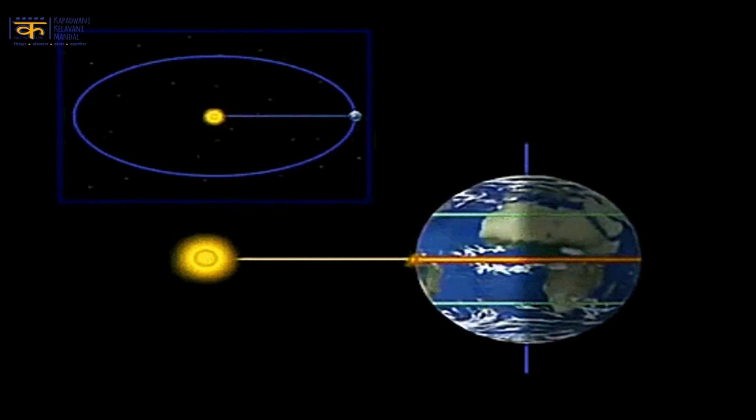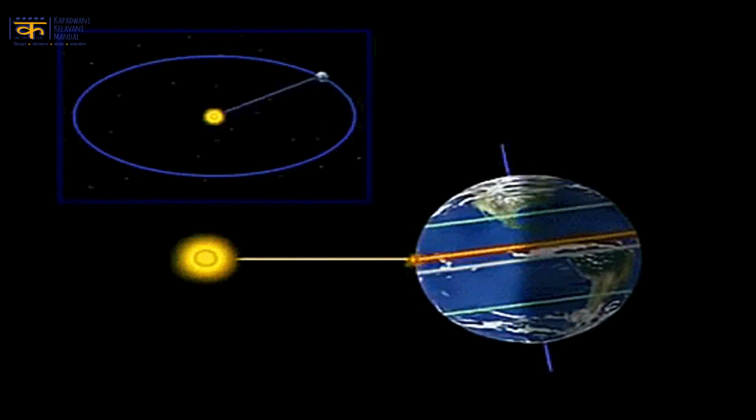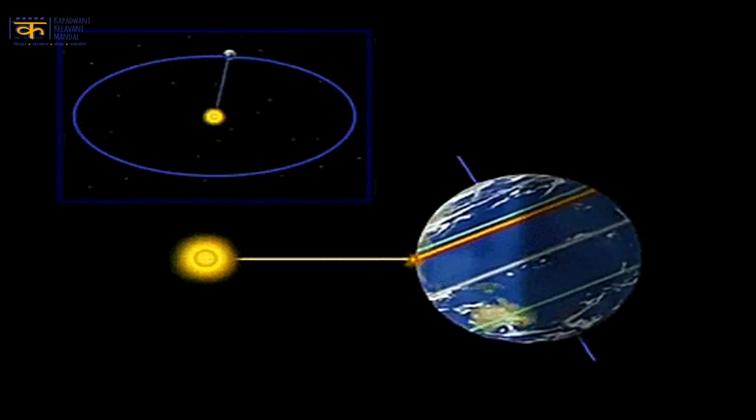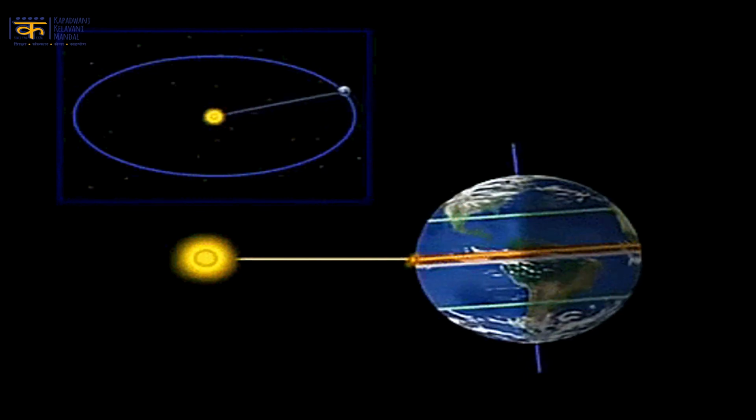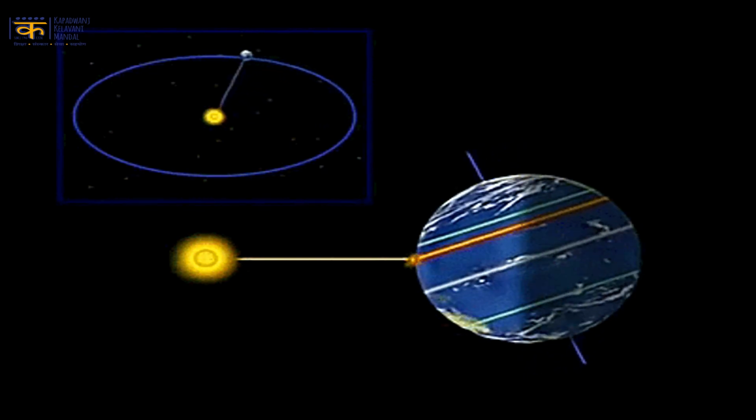During the year, on 21st March and 23rd September, sun rays fall straight on equator, because of which nights and days are equal. It is called equinoxes.